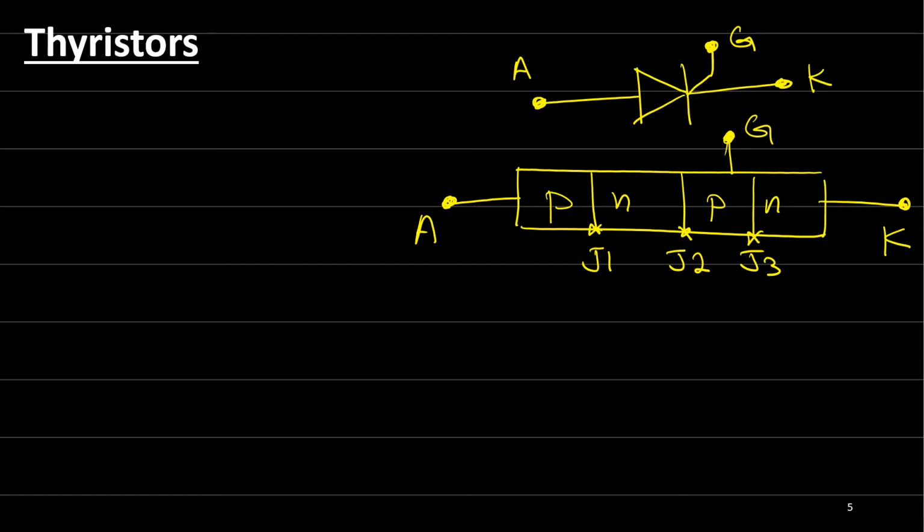For the thyristor, the operating principle is a bit different than the diode and the transistor. Here, if we apply positive voltage, so what's happening here? It should be in the forward bias. Junction 1 will be forward. Junction 3 will be forward. But junction 2 will be reversed.